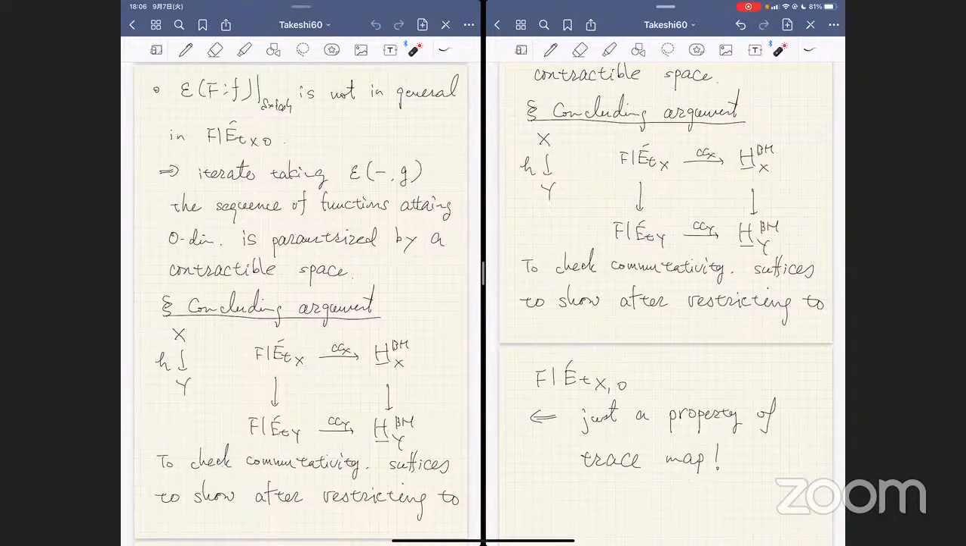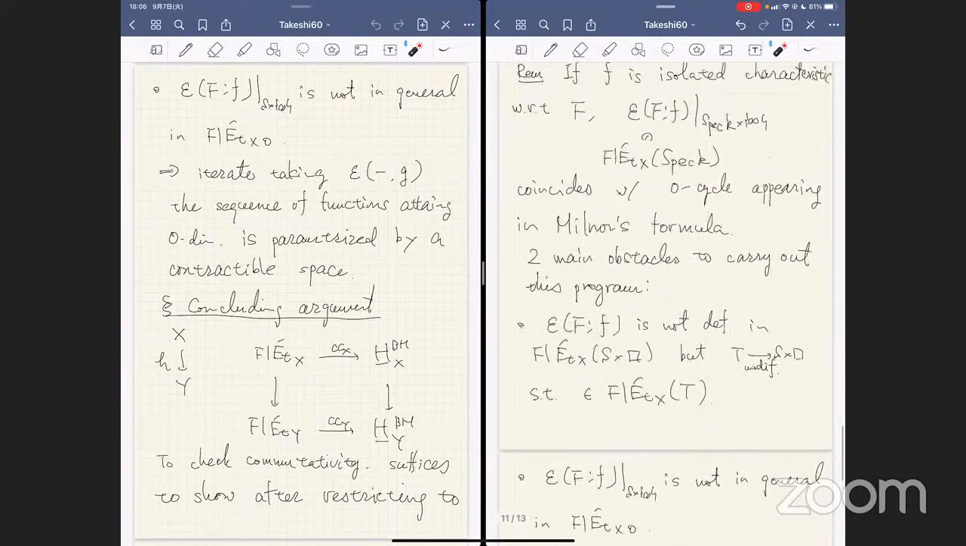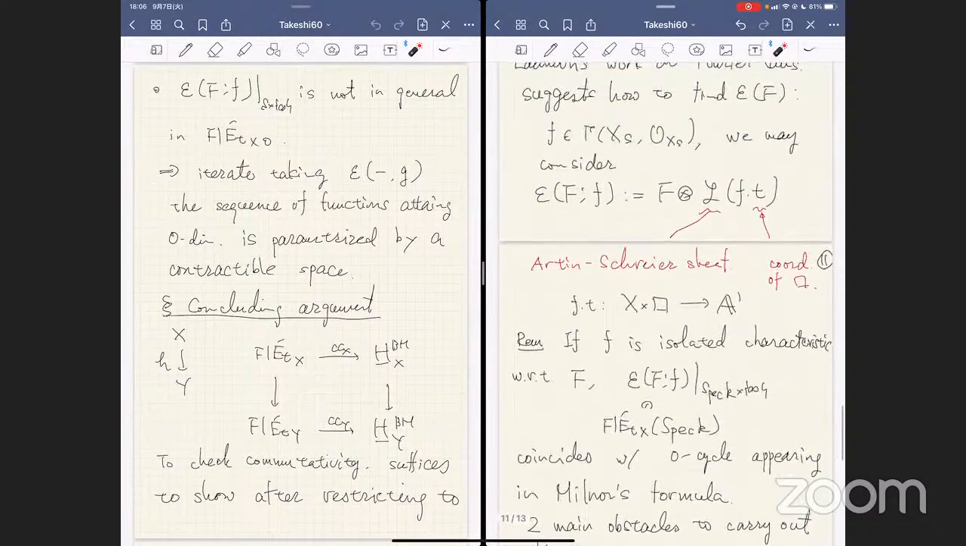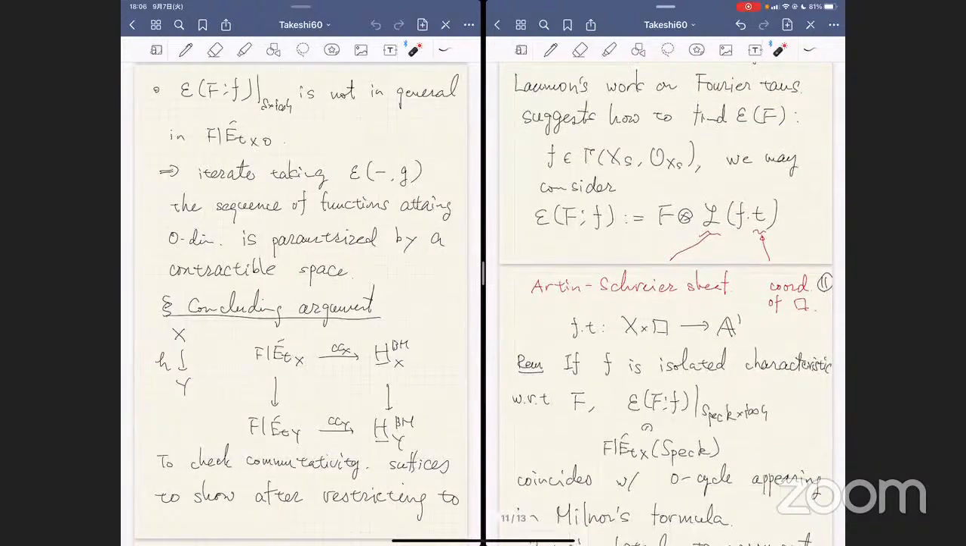So you have this function depending on x, approximation to s. You take tensor with Artin-Schreier. And then you said now if f is an isolated characteristic with respect to f, then the notation doesn't seem to matter much because there is no s in the conclusion. Does it mean s is not s? Ah, s is spec k in that case. Okay, and then in this claim, s is just spec k.